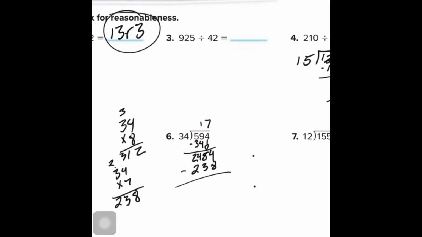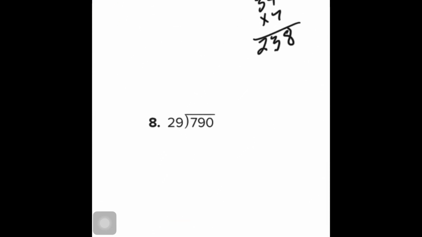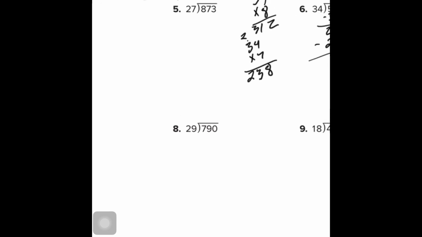Okay, so we have to borrow from this to be able to get this one so we can subtract. Between 8 and 14, there's 6 numbers. So 8, 9, 10, 11, 12, 13, 14. There's 6 numbers there. 4 minus 3 is 1, and 2 minus 2 is 0. So we have 16. So our answer is going to be 17, remainder 16. That was a not very fun number. We can do it.